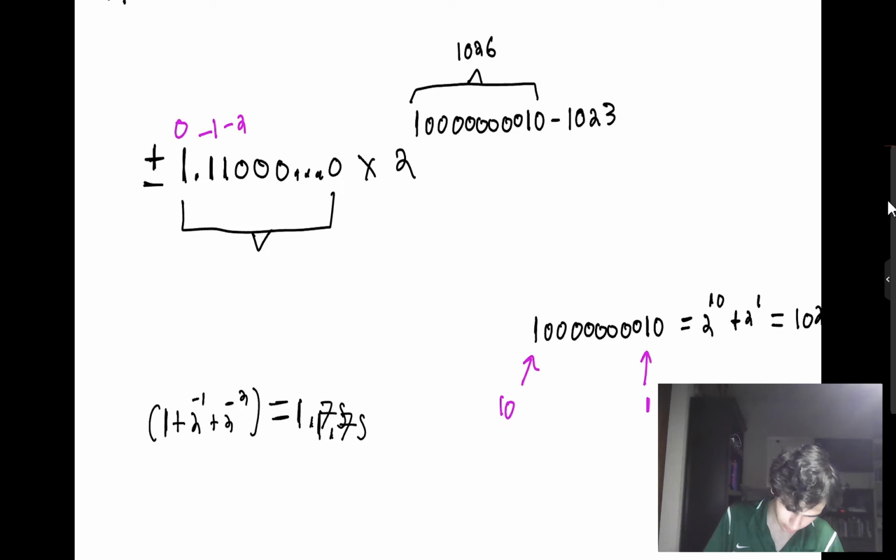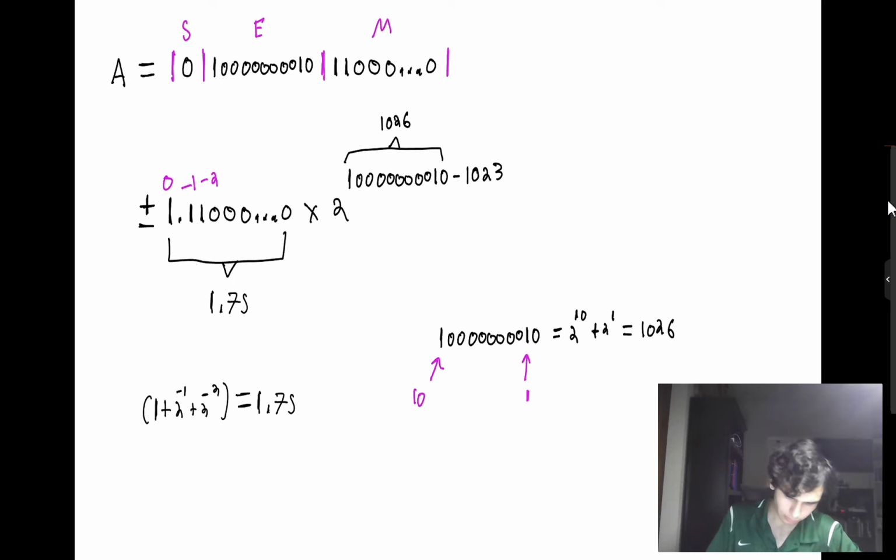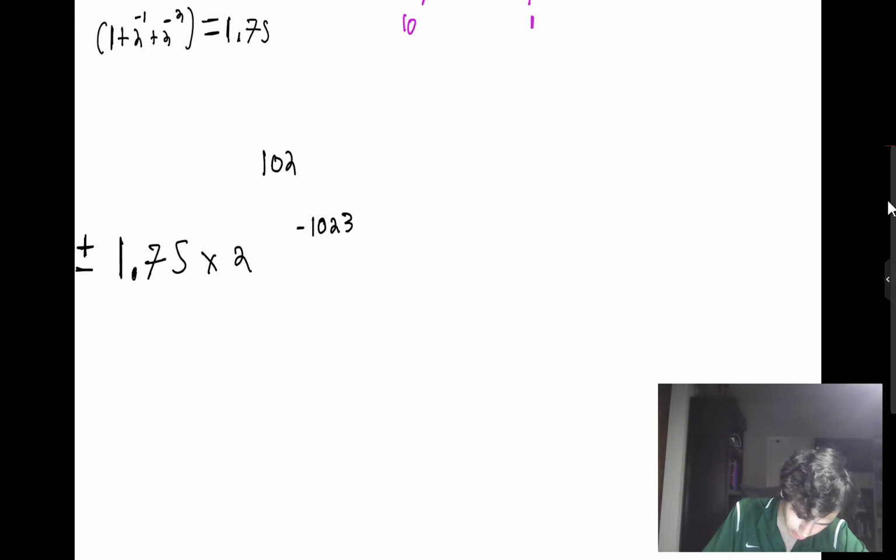So now that we know what those values are, we can just rewrite it all. So it's going to be 1.75 times 2 to the 1026 minus 1023, which is 3, so we can just replace it as 3.